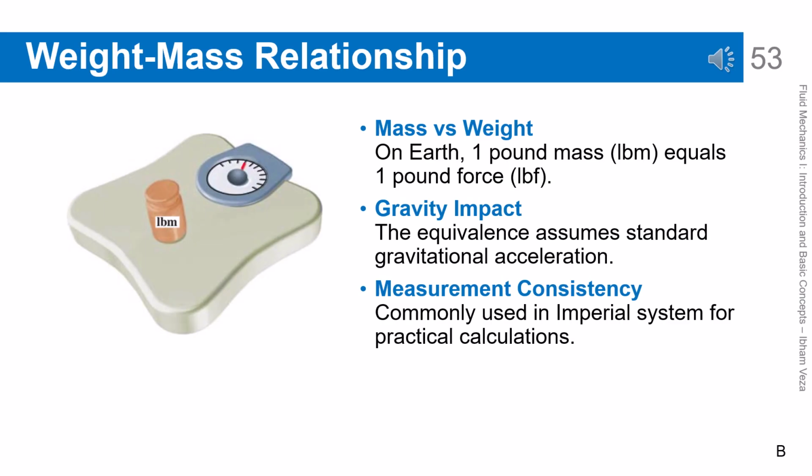Weight-mass relationship. In the English system, a practical assumption is often used, that 1 pound mass equals 1 pound force on Earth. This assumption is only valid when standard gravity is assumed. Physically, mass and weight are still different quantities. This simplification must be used carefully. Proper understanding is still required for more precise analyses.